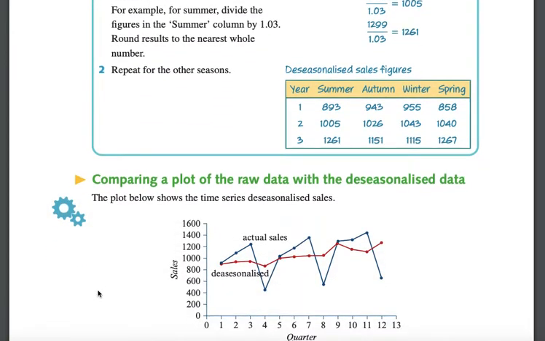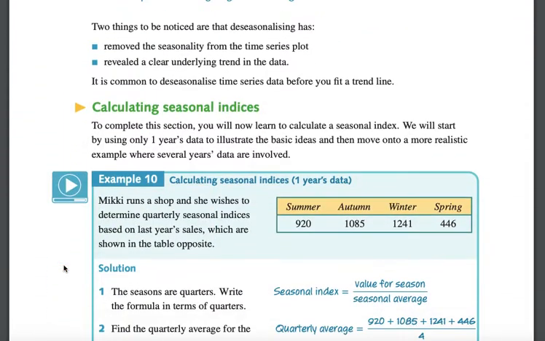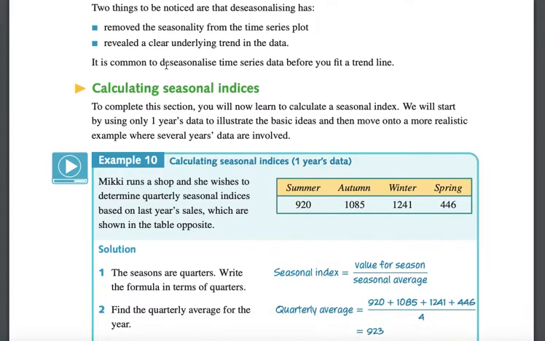Comparing a plot of the raw data with the deseasonalised data. So that's what we had before. The raw, and there is that smoothing of the data that we learnt from the last few exercises. Two things to be noticed: deseasonalising has removed the seasonality from the time series plot, and revealed a clear underlying trend in the data. It is common to deseasonalise time series data before you fit a trend line. You would see that in the COVID going on right now.